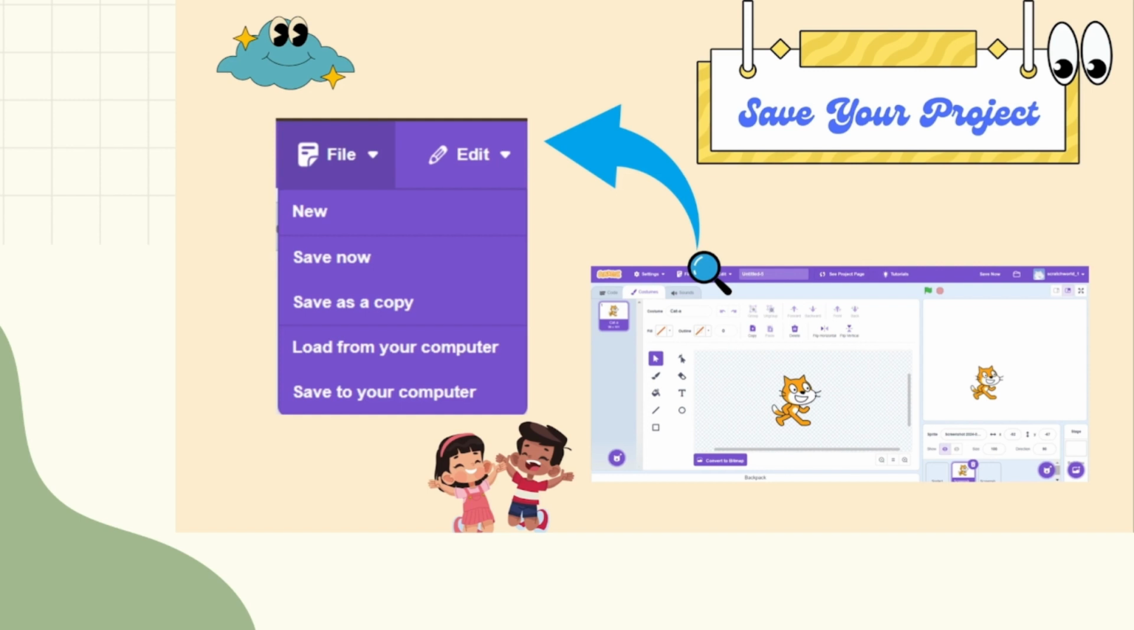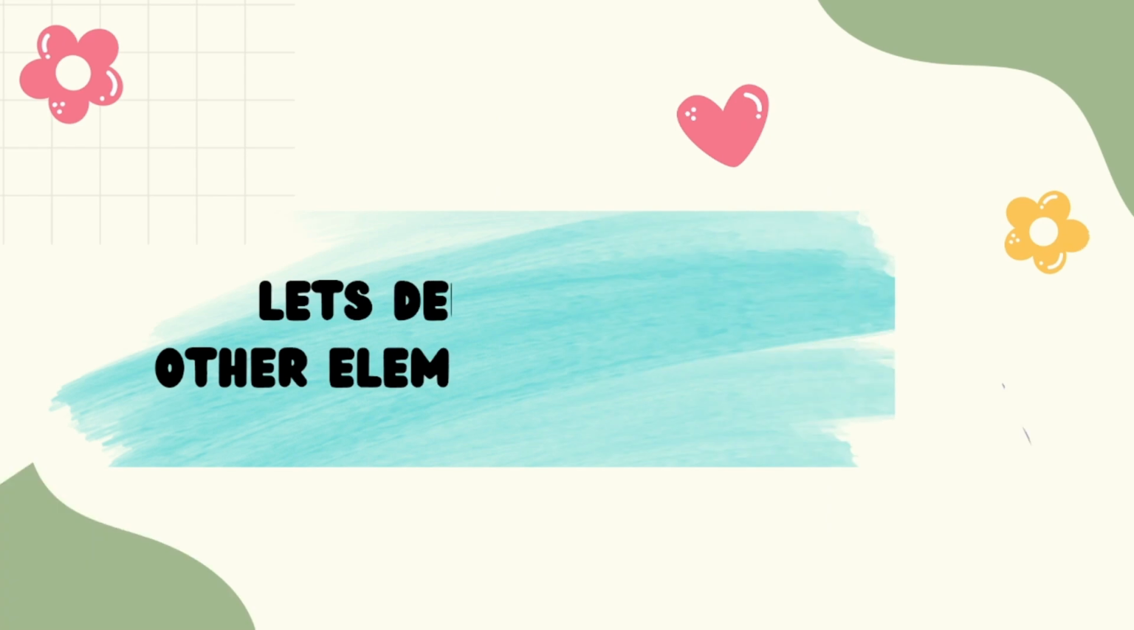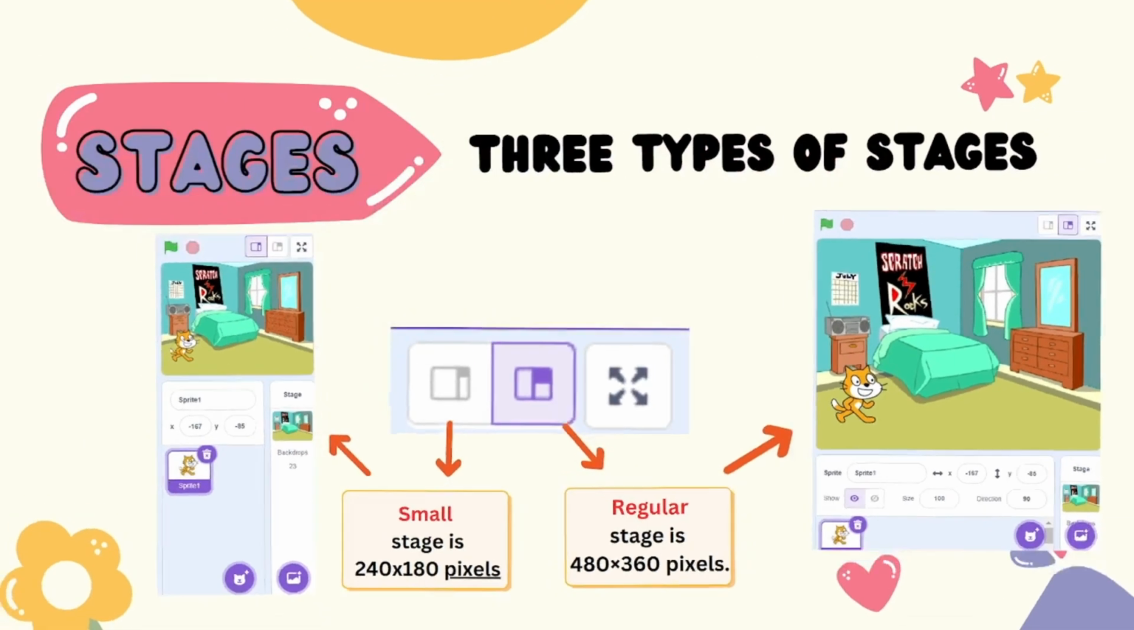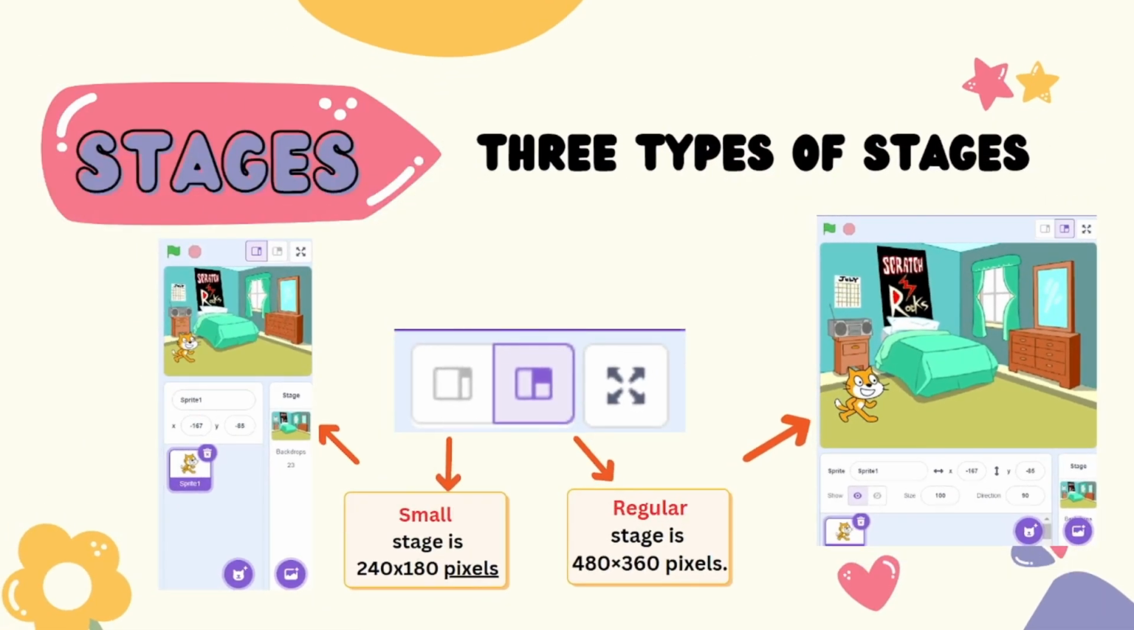Now it's time to move ahead and look at some of the other things we have left in our Scratch editor. Once you get all the things, we will start creating amazing projects and different games. The very first thing today we will learn is stages. So what basically is a stage?